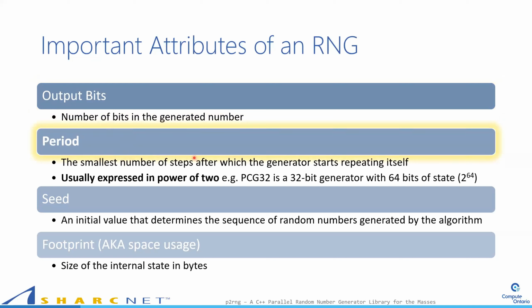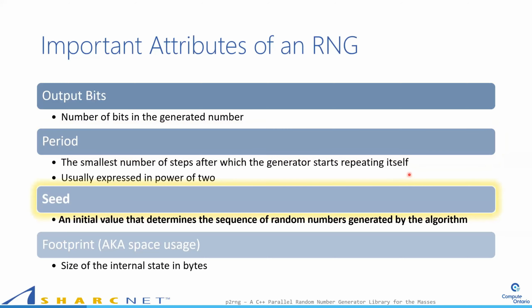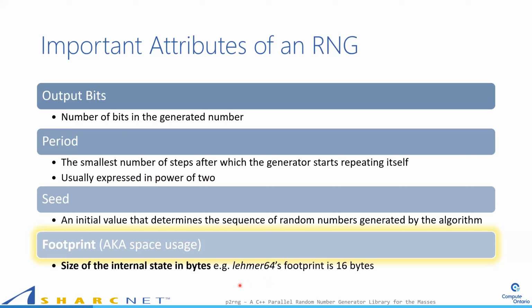Period is the smallest number of steps after which the generator starts repeating itself. It's usually expressed in power of 2, and that makes it sometimes confused with output bits. For example, PCG32 is a 32-bit generator with 64 bits of state or period. State is an initial value that determines the sequence of random numbers generated by the algorithm. And finally, footprint is the size of the internal state in bytes. For example, Lehmer64's footprint is 16 bytes.